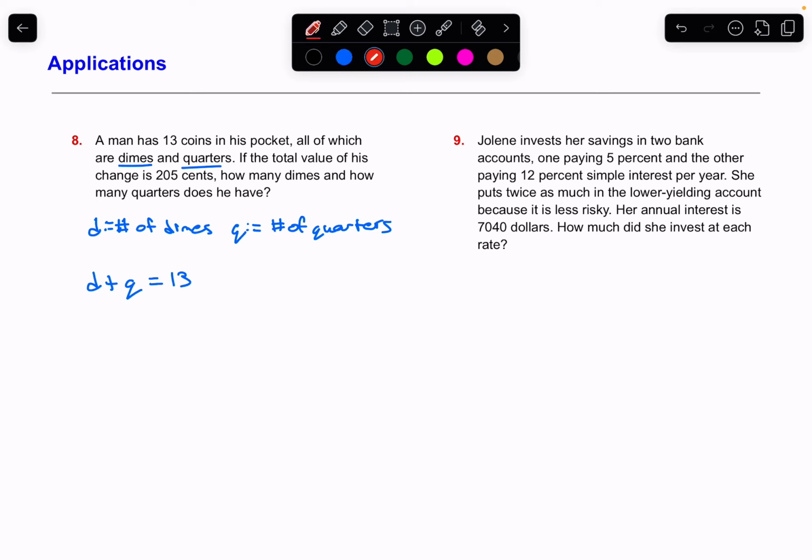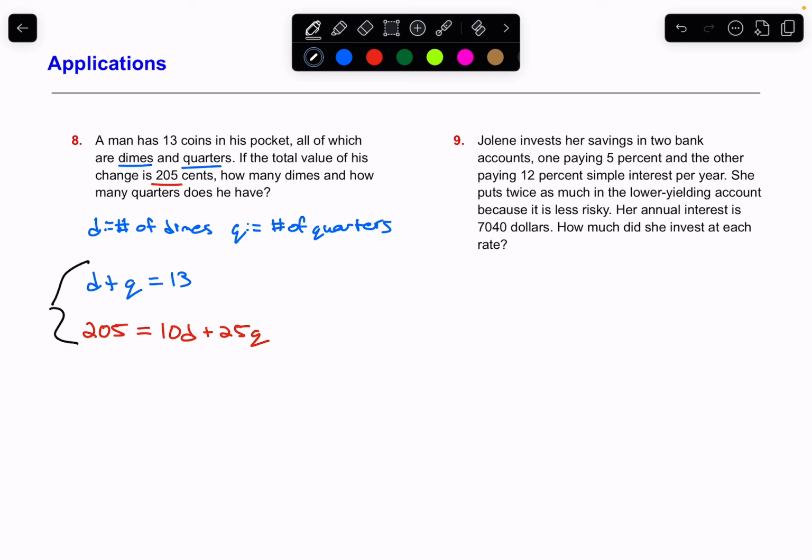Okay, but then the second equation says the total value of his change is 205 cents. So if we add up all of the money in dimes and the money in quarters we have, it needs to equal 205. So 205 is going to equal, a dime is worth 10 cents. So 10 times D represents 10 cents times every dime, plus a quarter is 25 cents. So 25Q, 25 cents times every quarter. Together, these two equations are going to give us our solution.